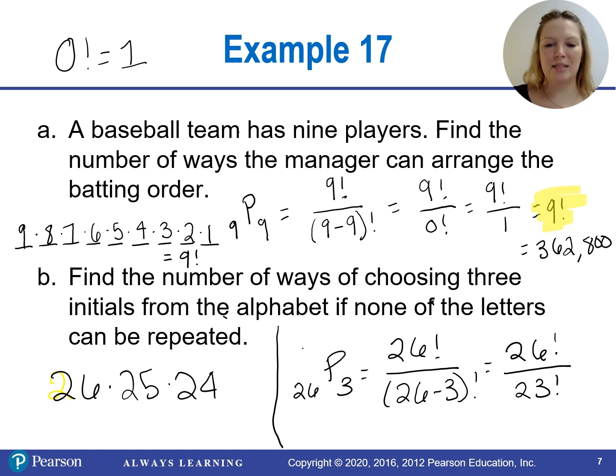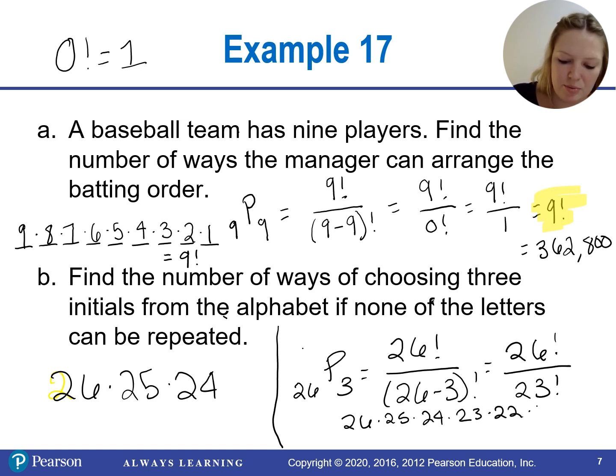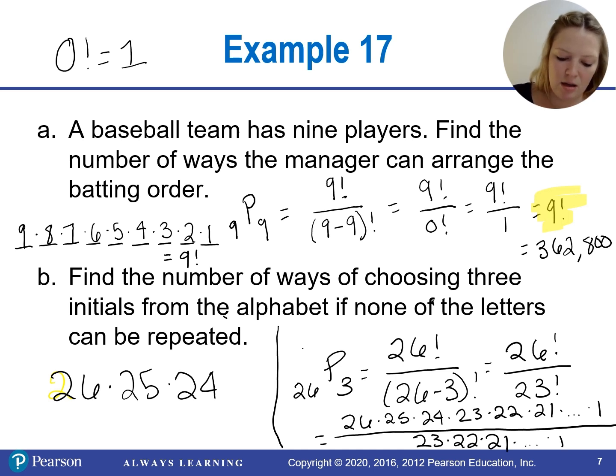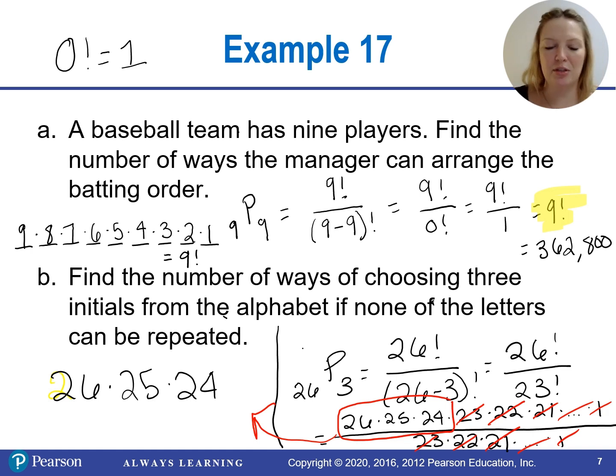And when you think about what this actually means, we're going to have 26 times 25 times 24 times 23 times 22 times 21 times, all the way down to 1, divided by 23 times 22 times 21, all the way down to 1. And then all of the factors after 24 are going to pair up and cancel. So that just leaves us with 26 times 25 times 24, which is the same as the result we got originally. So there are a couple different ways of thinking about this problem.